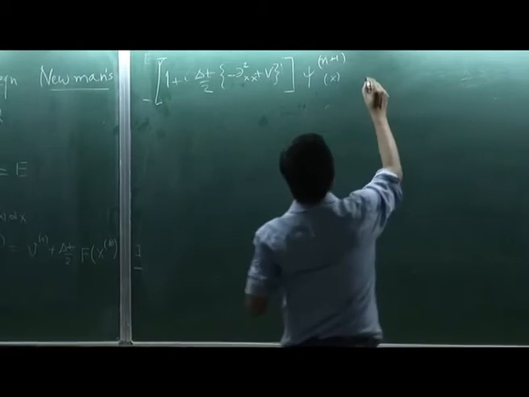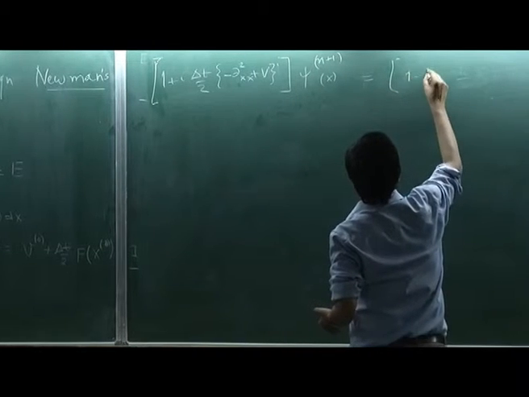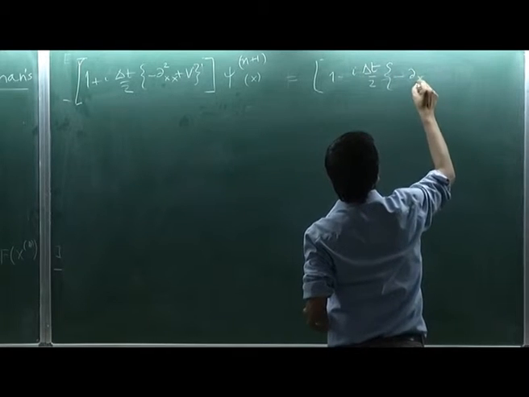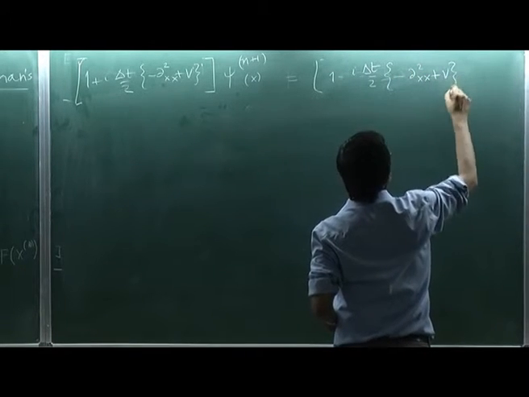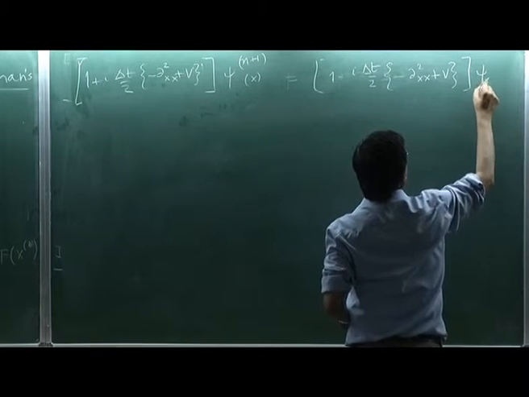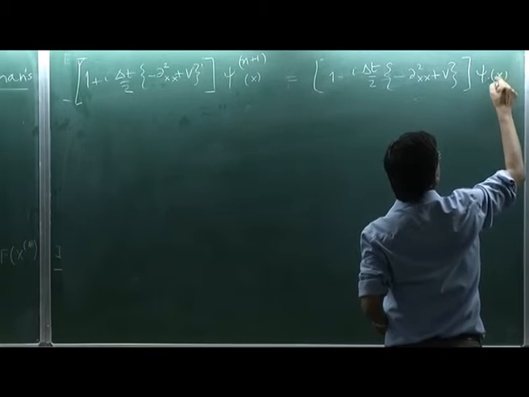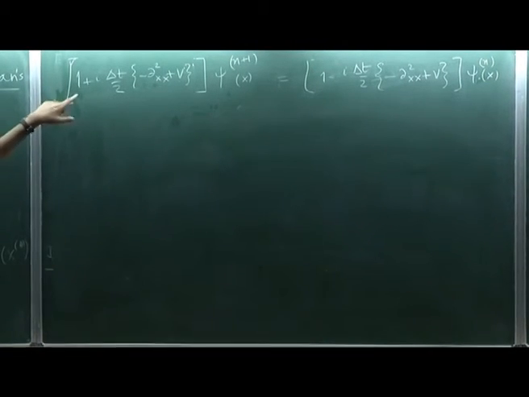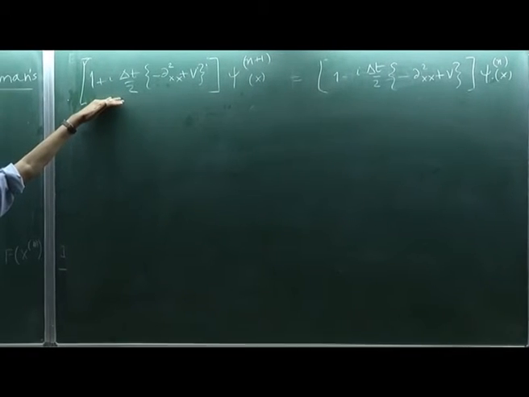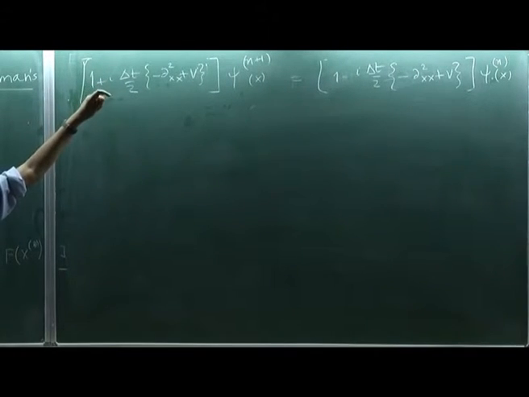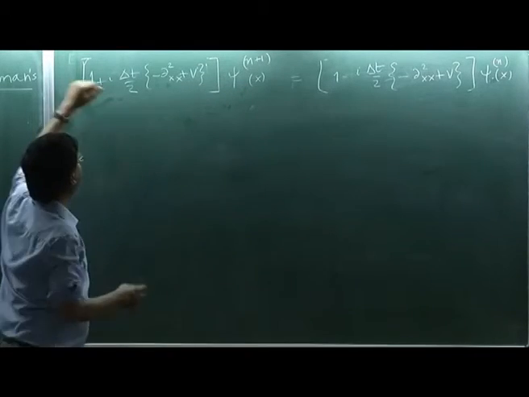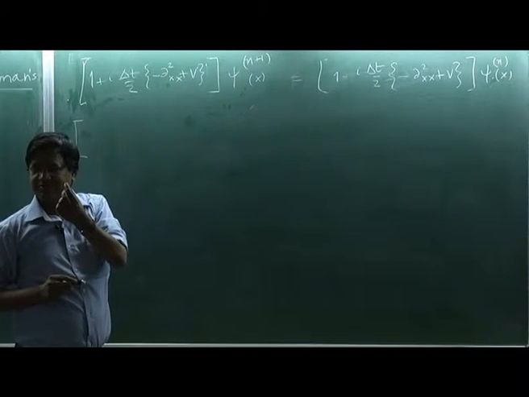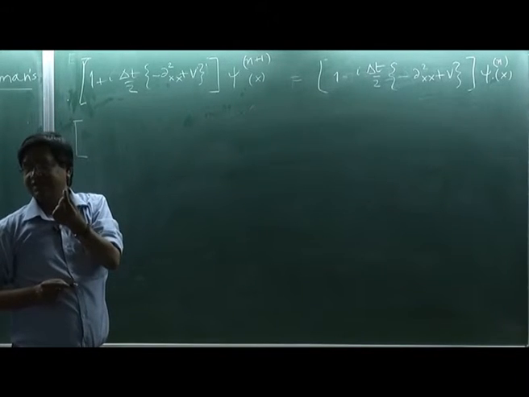And the right hand side will be (1 − i Δt/2 (−∇² + V)) ψ(x) at n. Okay, so I will expand this in terms of space indices. This is the time index, and this is the space index. Now I am going to work out at position i, or x_i if you like.